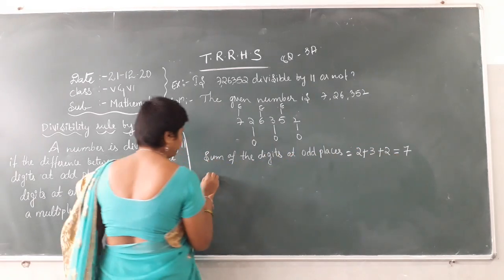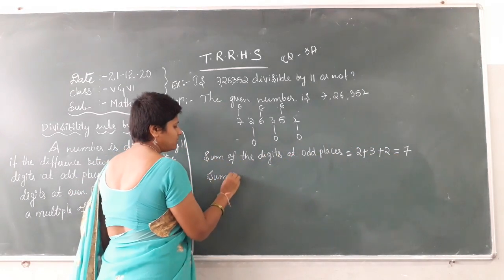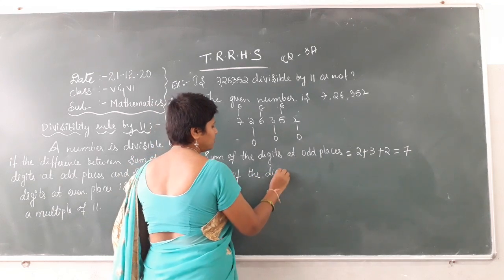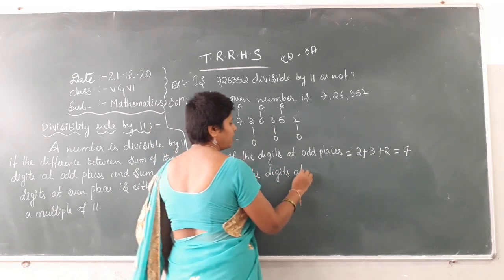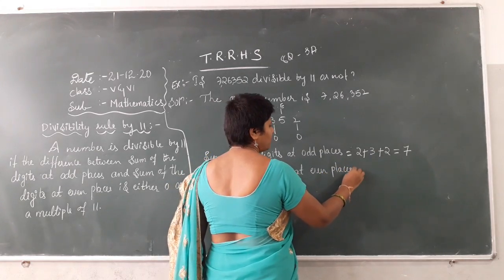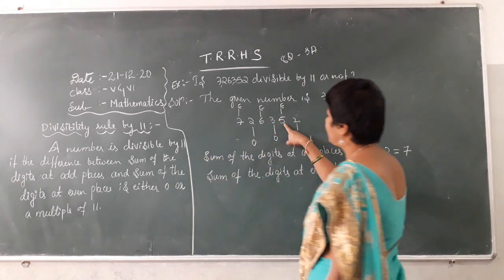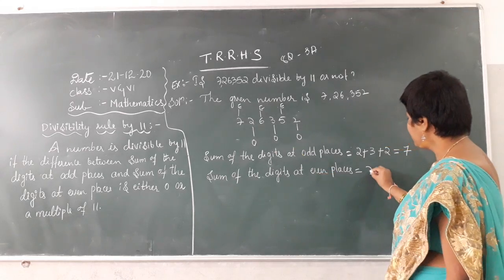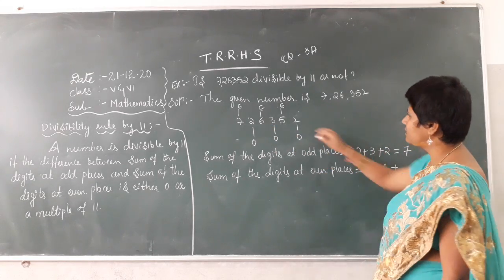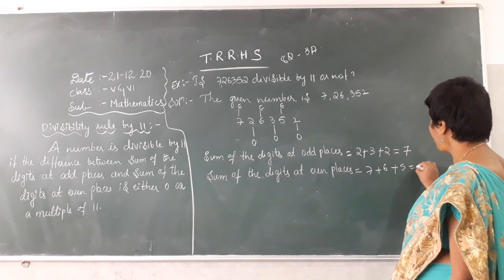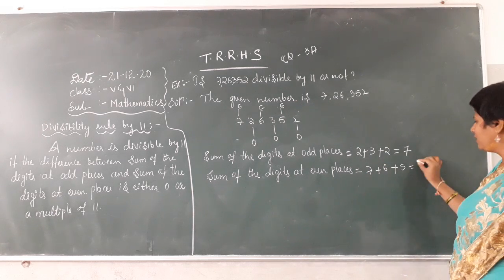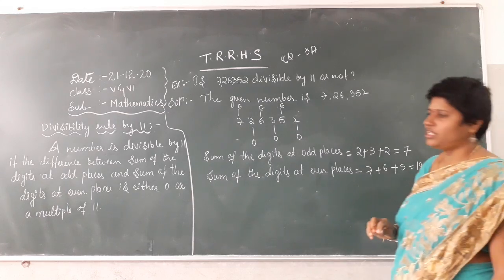Next, the sum of the digits at even places. So find the sum of the digits at even places. What are the digits in even places? 7 plus 6 plus 5. And how much is it? 7 plus 6 is 13, 13 plus 5 is 18. Finish.